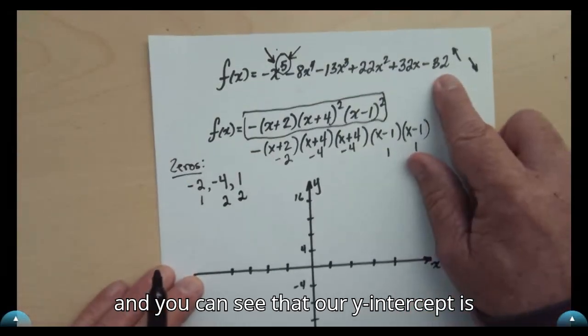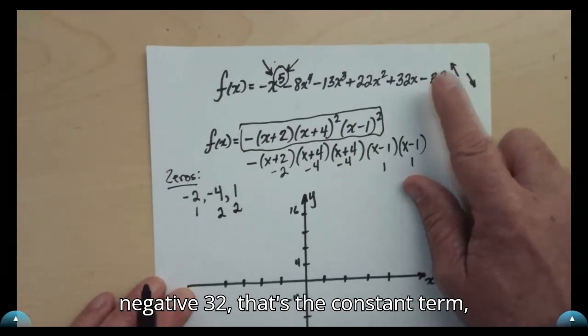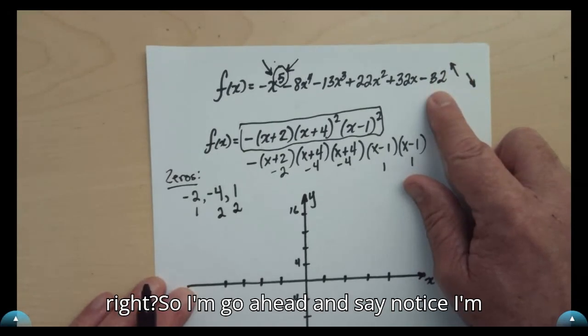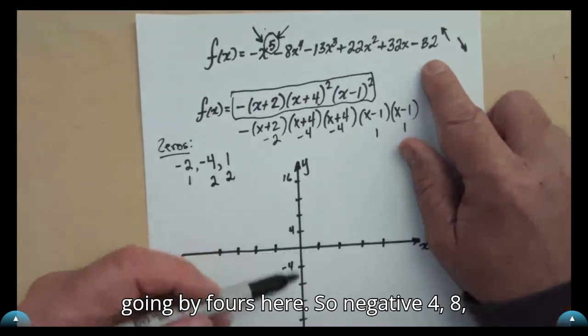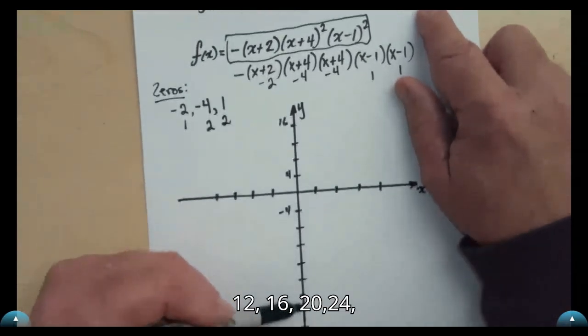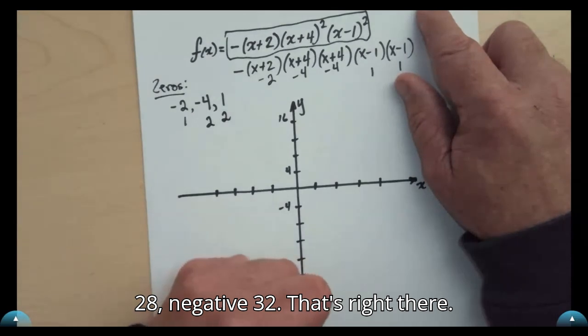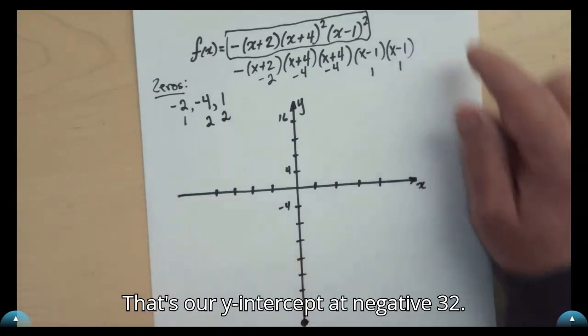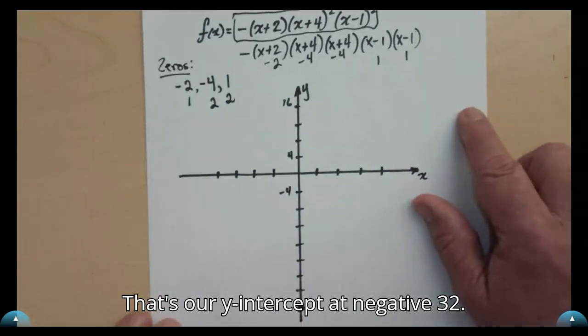And you can see that our y-intercept is -32. That's the constant term, right? So I can go ahead and say, notice I'm going by 4s here. So -4, -8, -12, -16, -20, -24, -28, -32. That's right there. That's our y-intercept at -32.